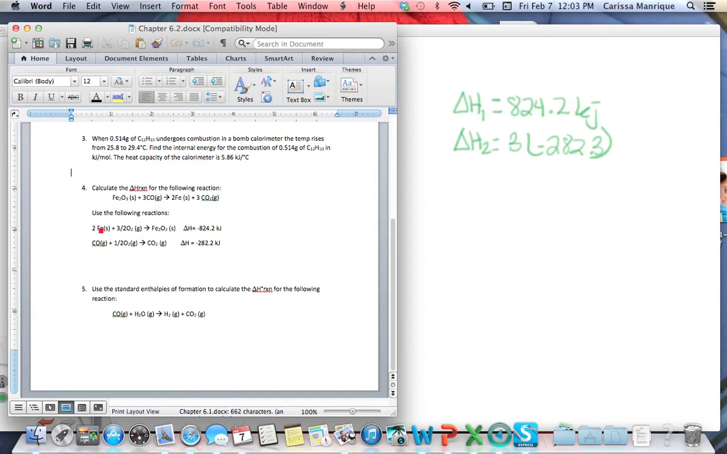So I already have 2. Now let's say I didn't have a 2 right here, it was just a regular iron with not a 2 in front of it. Well, I would still have to flip it over, and then I would have to also multiply everything by 2. So this would be a positive and then multiplied by 2. Okay, so you manipulate these here to get this, so the products look the same. Hopefully you could follow that.